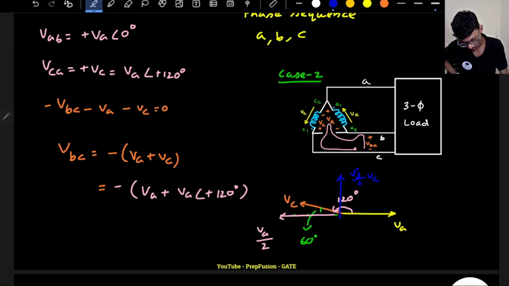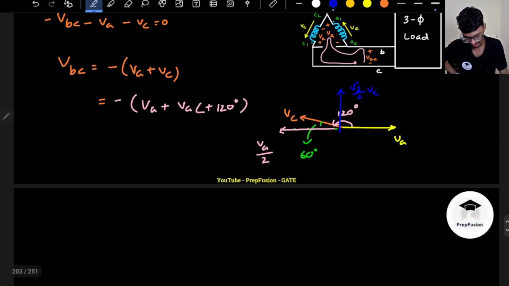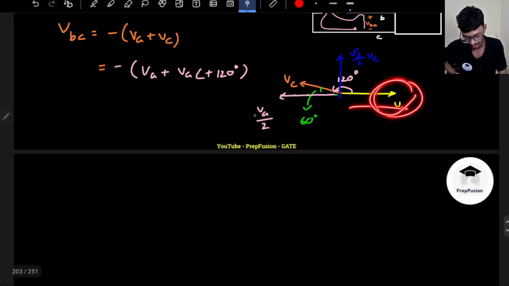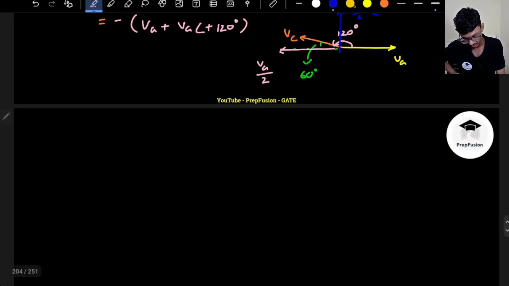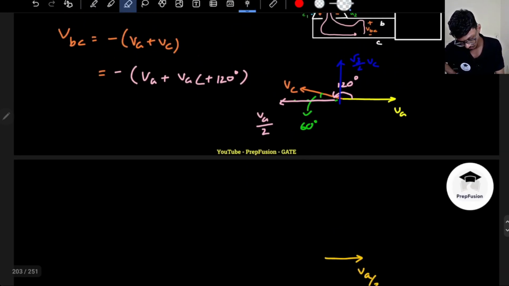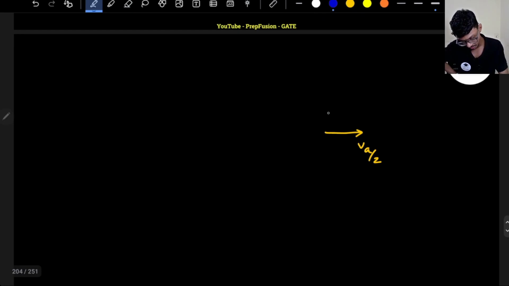Correct. So overall, what is the resultant of this vector? The overall resultant will be this, right? Along this direction I have VA by 2, so the resultant will be on the right-hand side only. This will be VA divided by 2, and this will be root 3 by 2 VC. The magnitude is VA only, the magnitude will not change. So this will be root 3 divided by 2 VA.